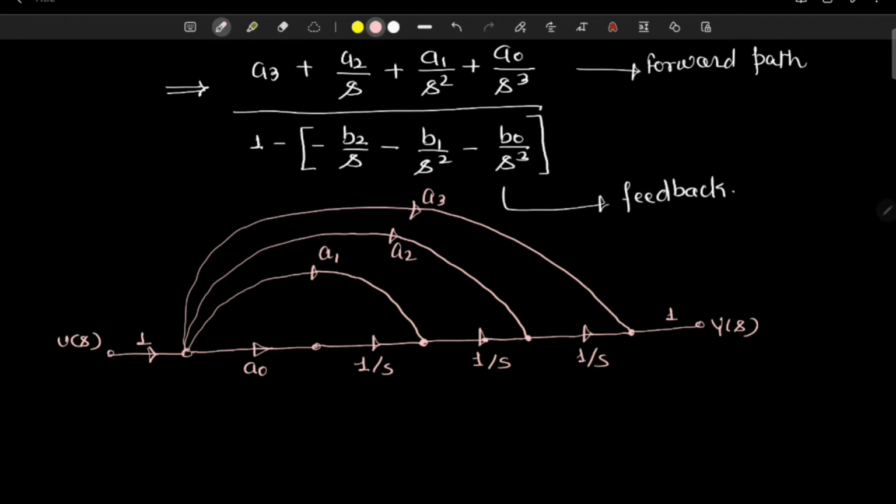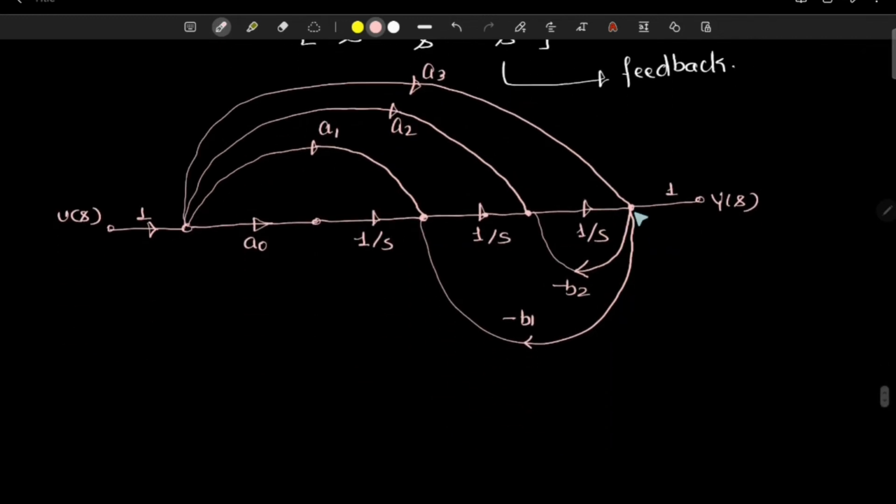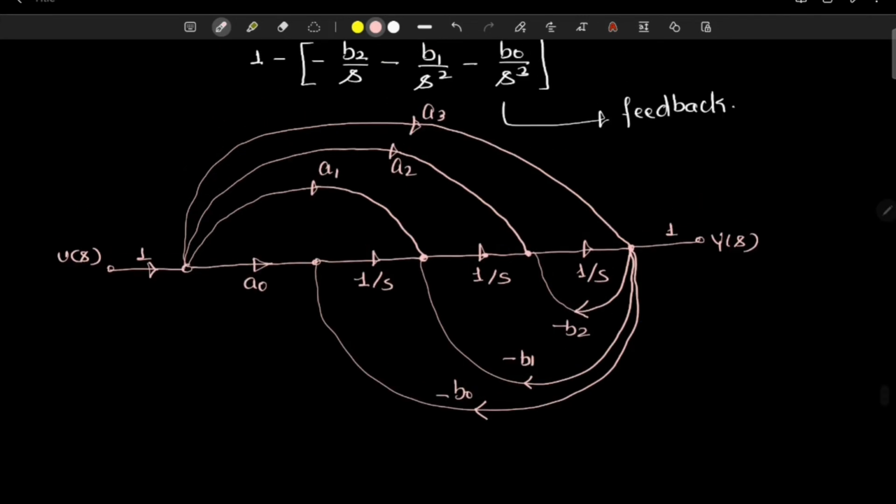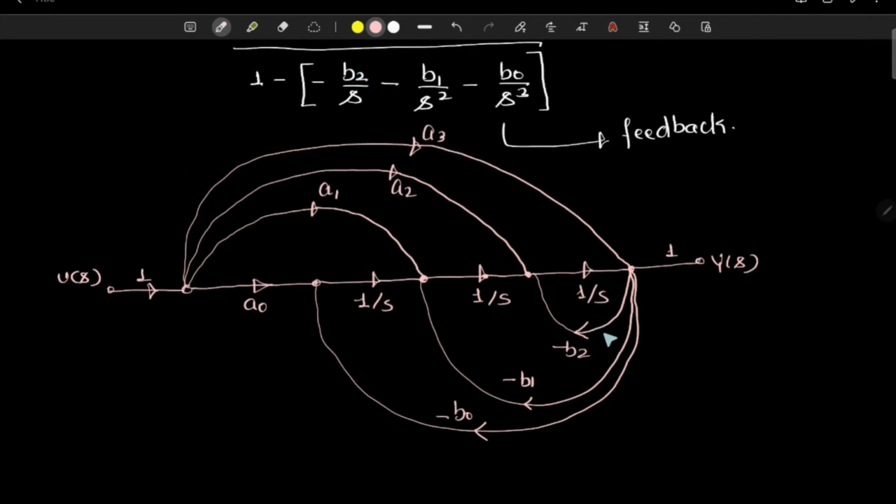Now what about the feedback path? Minus b2 by s, minus b1 by s square, minus b0 by s cube. So this will be minus b2 by s, minus b1 by s square, minus b0 by s cube. Okay, so these are the 3 feedback paths, or we can call them loops. This is the first loop b2 by s, this is the second loop b1 by s square, and this is the third loop b0 by s cube.